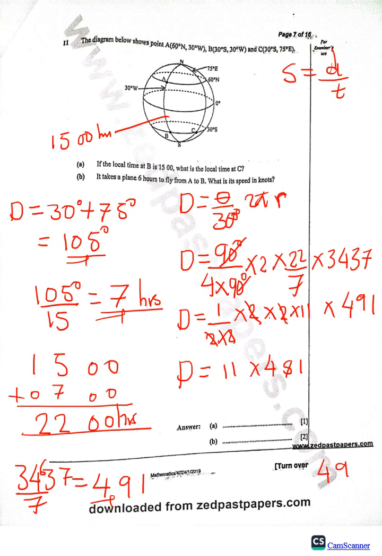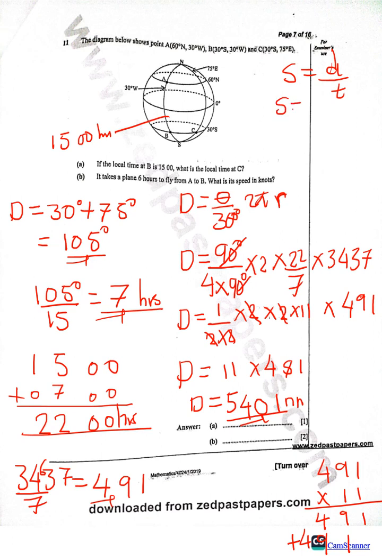So 491 multiplied by 11. So 1 times 1 is 1, 1 times 9 is 9, 1 times 4 is 4. Then 1 times 1 is 1, 1 times 9, 1 times 4. So if we add, we can see that our distance is equal to: 1, 9 plus 1 is 10, 0 carry 1. 4 plus 9 is 13, plus 1 is 14, carry 1. So our distance is 5,401 nautical miles. Now let's go back to our question.